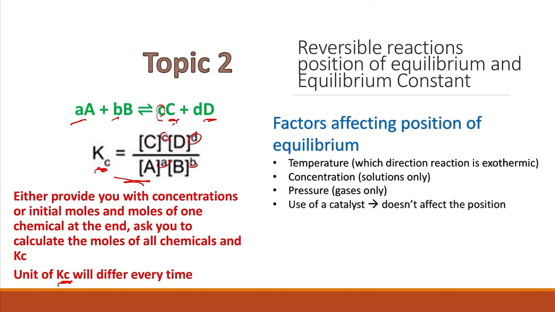A catalyst will speed up the reaction in order to get to the equilibrium faster, but it will increase the rate of both the forward and the reverse reaction, so it doesn't affect the position of equilibrium because both of them will be increased at the exact same rate.